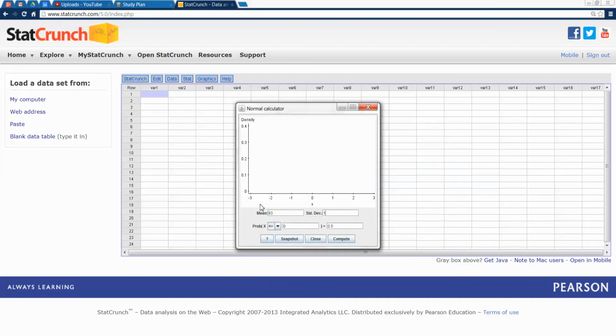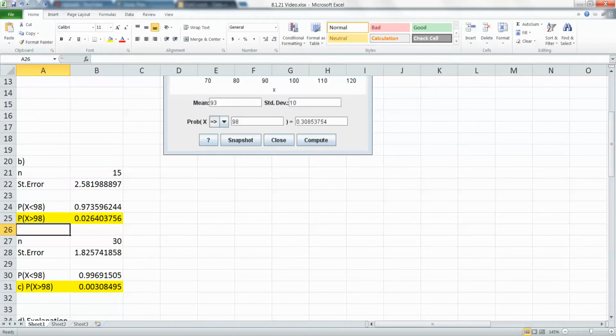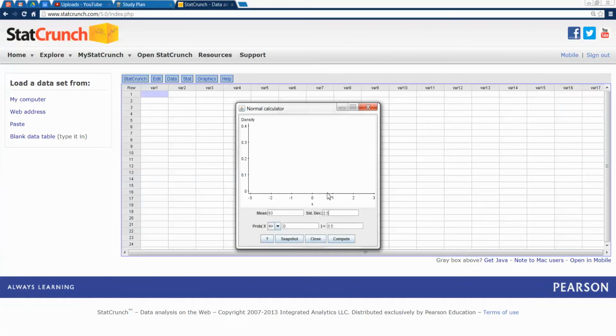Okay, 93 is the mean, but now it's 2.5, oh, what was it, 98? Let me go back. 2.582. Sorry, I was totally wrong there. 82. And then I still want 98, and I still want the greater than. And there we go, 0.026.